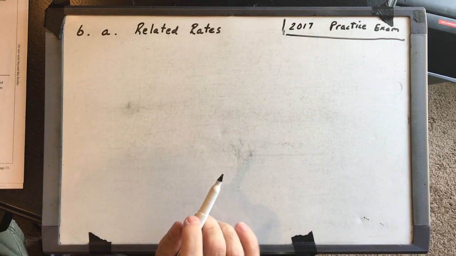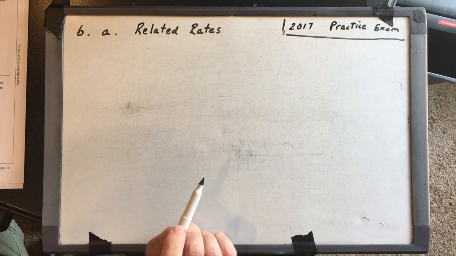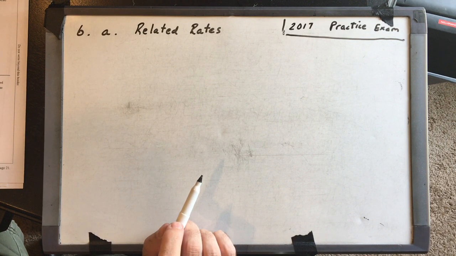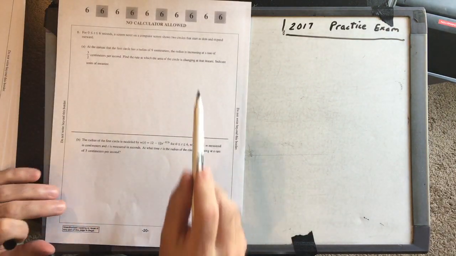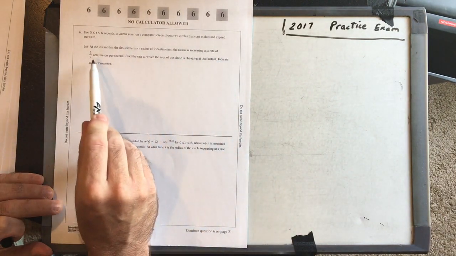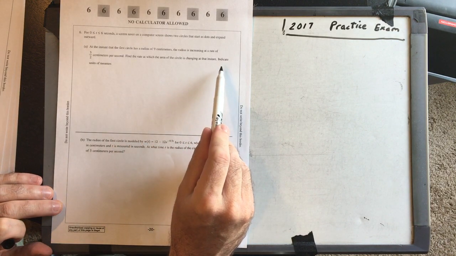I'll remind you how to work a related rate problem in this one. It's easy enough that I think a problem like this could definitely be on the exam. Reading part A, it says for 0 to 6 seconds, a screensaver on a computer screen shows two circles that start as dots and expand outward. At the instant the first circle has a radius of 9 centimeters, the radius is increasing at a rate of 3/2 centimeters per second. Find the rate at which the area of the circle is changing at that instant.